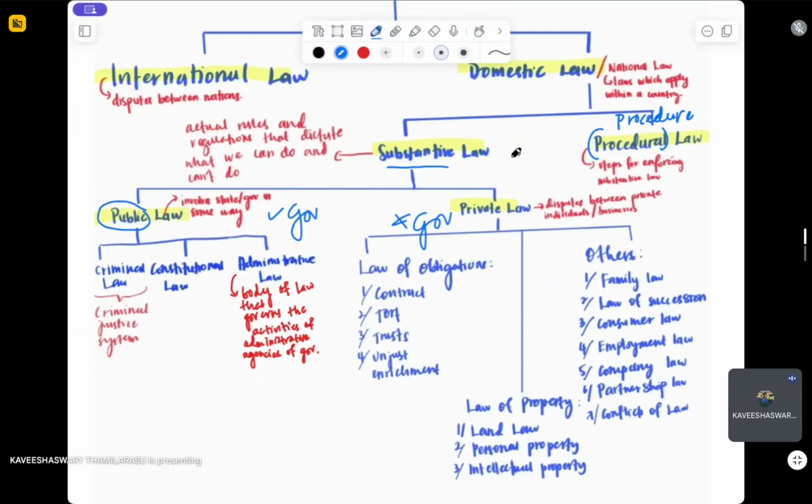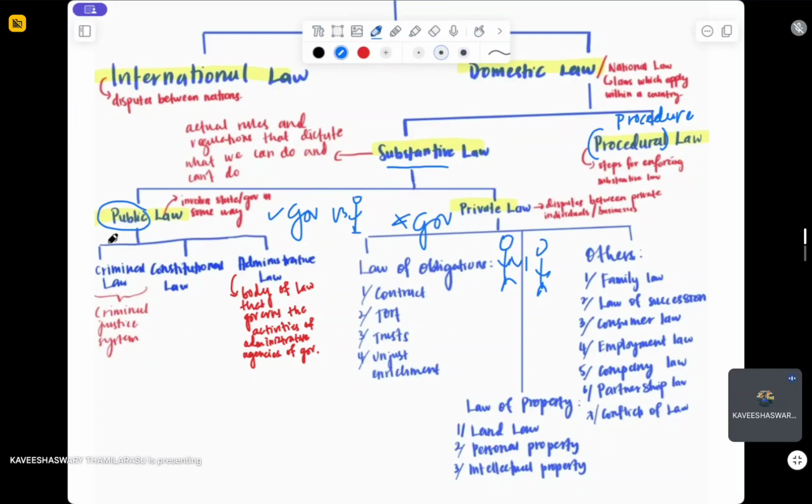Public law involves the government, private law doesn't involve the government. It is just between two individuals, while public law is government versus some individual. The government is usually the public prosecutor, or in the UK, it will be the Regina. It really depends on which country you're in.